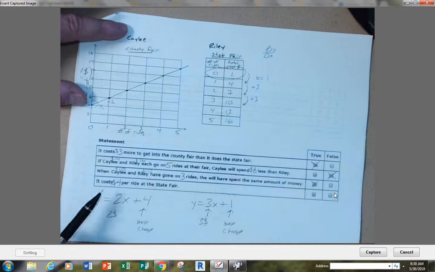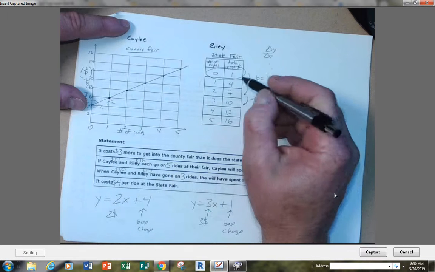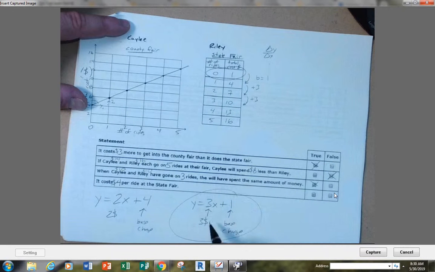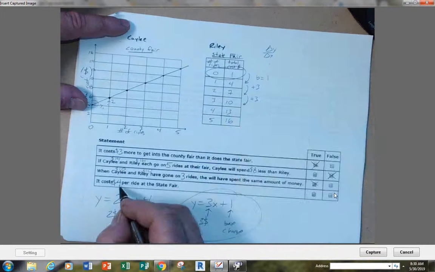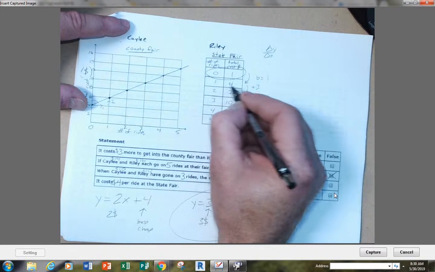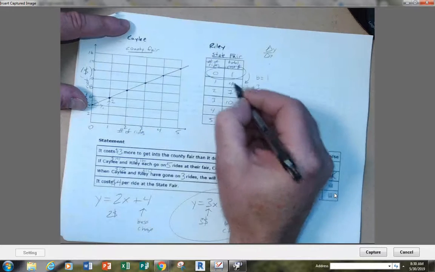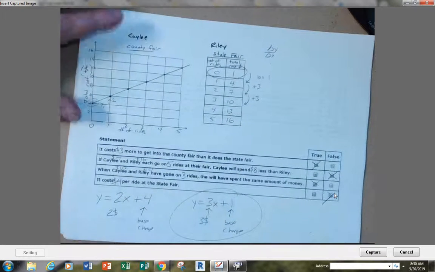And then it costs $4 per ride at the state fair. And again, nope. For the state fair, which is Riley's equation, it's $3 per ride. Be careful, they're trying to bait you again into thinking that's how much it costs per ride. Nope, this is per ride. That one, that's the base charge, so that one's false. All right, couple more of those. Here we go.